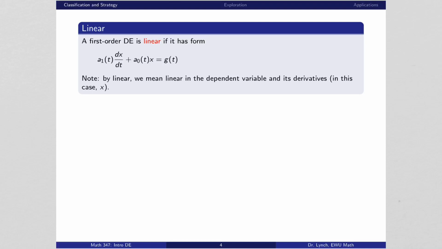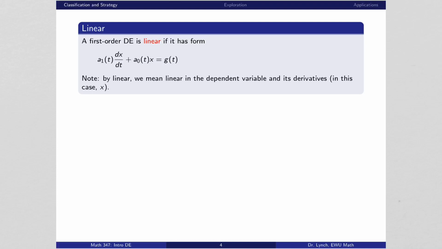By linear, we mean linear in the dependent variable and its derivatives, which in this case is x. So the only thing that's allowed to appear in a linear differential equation as far as the unknown function is concerned is just x and x prime. Okay, so we can't have any sine of x or cosine of x or x squared or e to the x or anything like that. Now that being said, of course, these functions a1, a naught, and g, all functions of t, can be whatever you want them to be. They can be any old function, as long as they're just functions of t.